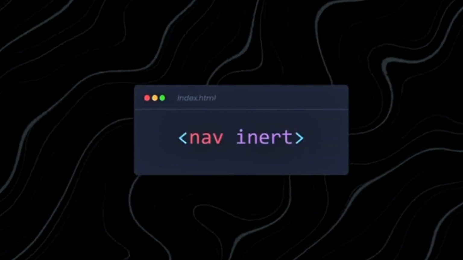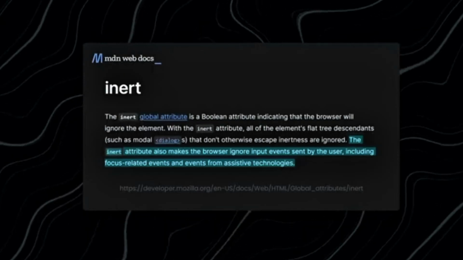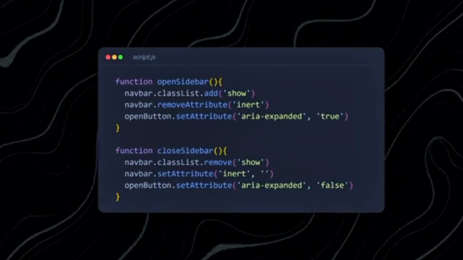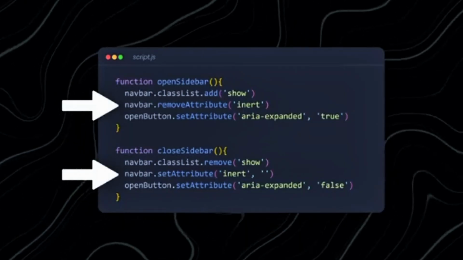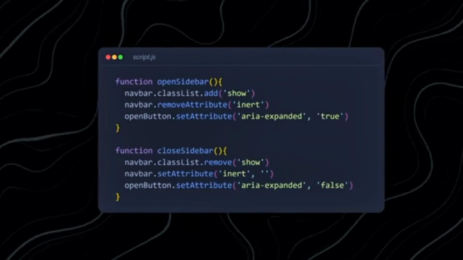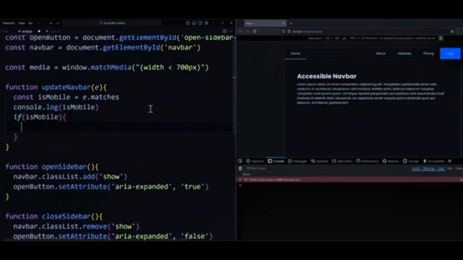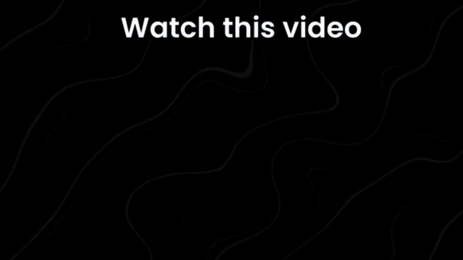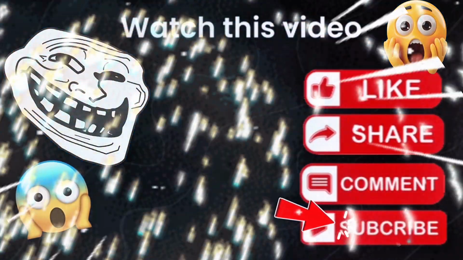You can use the inert attribute in HTML. The inert attribute removes the element from the accessibility tree, ensuring that the user cannot accidentally interact with the element. In your JavaScript logic, make sure to add or remove the inert attribute whenever you hide or show the element. This is a more advanced technique, and making a fully responsive and accessible hamburger menu requires additional logic, which is why we dedicated an entire video to it. So if you want to learn more about this, then watch this video right here. There I explain how to build a fully responsive and accessible navbar step by step.